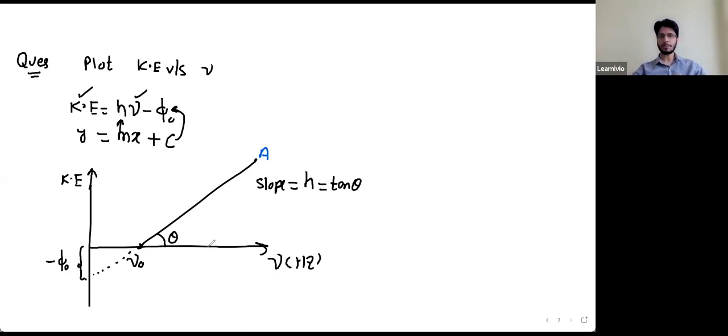So if you take another metal, everything will change except the slope. See, the y-intercept is changing, but the slope is not changing. Again, tan theta 2 will be equal to h. So if you draw the kinetic energy versus frequency graph for all metals, the work function will be different. The graph will start from different positions, but will have the same angle, the same slope, because the slope is connected to your Planck constant.